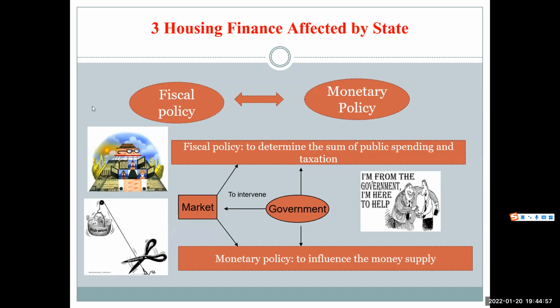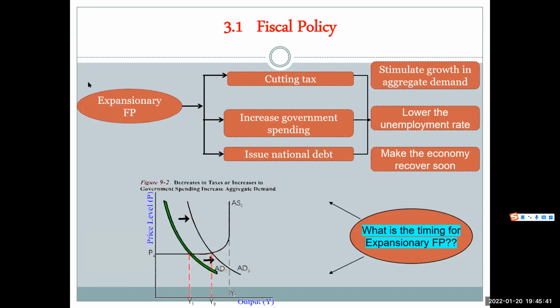Then we will discuss the last issue in this lecture. So how housing finance is affected by the state. From the state side, it can mainly manipulate the fiscal policy and the monetary policy. Fiscal policy is to determine the sum of public spending and taxation. The monetary policy is to influence the money supply. Okay, let's see the fiscal policy first.